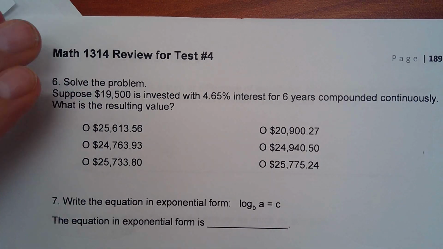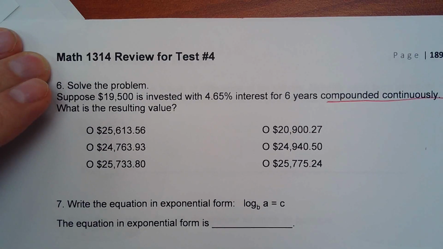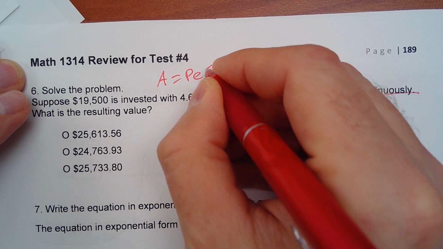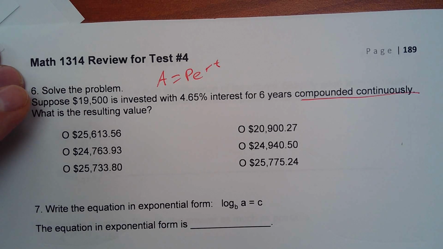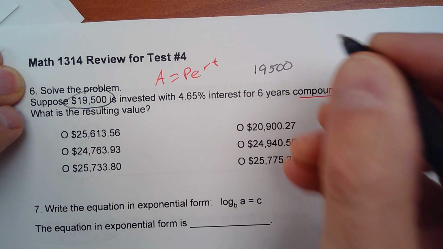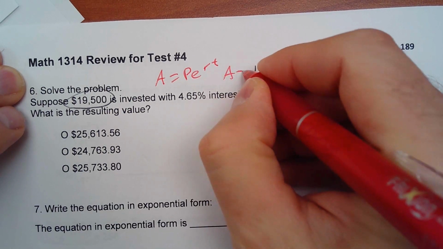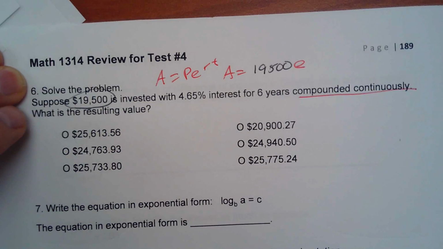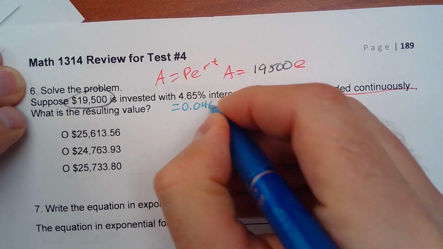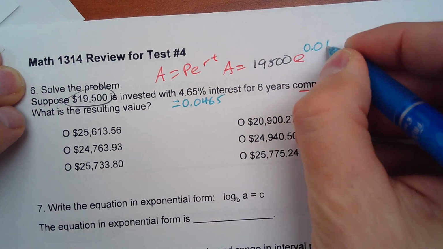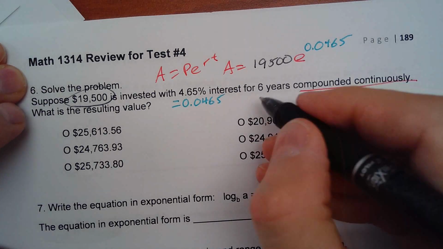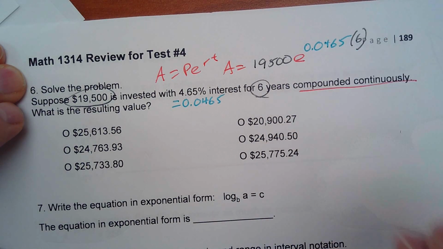Okay, this is almost the same thing, but notice the word compounded continuously. So I'm using A equals Pe to the rt for this one. So let's plug in. We have 19,500, e. I'm going to write this as a decimal, 0.0465. And my time here is 6 years.